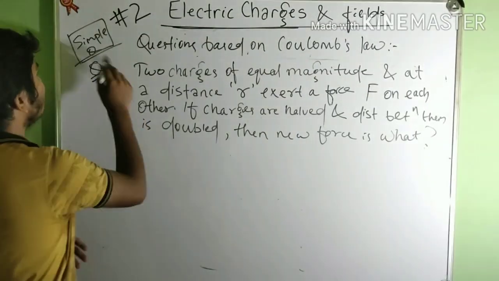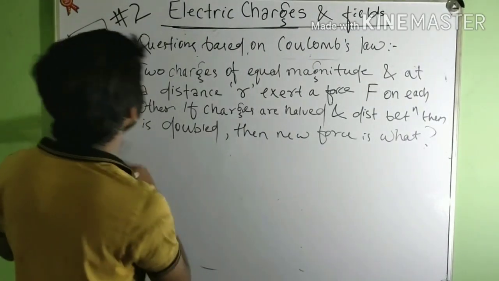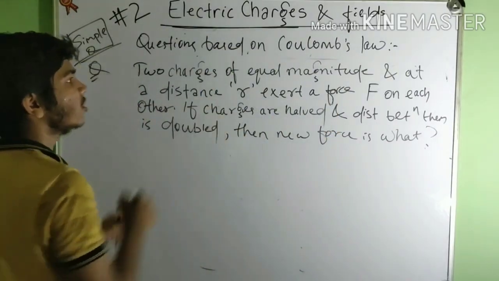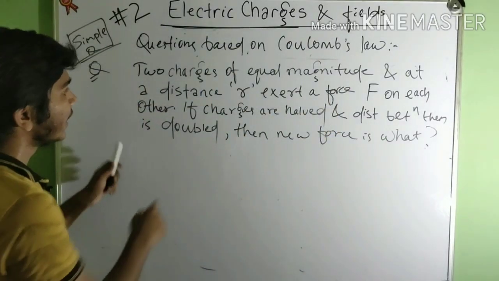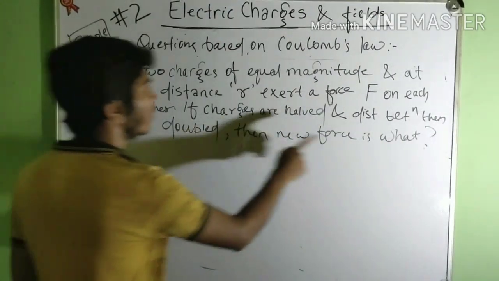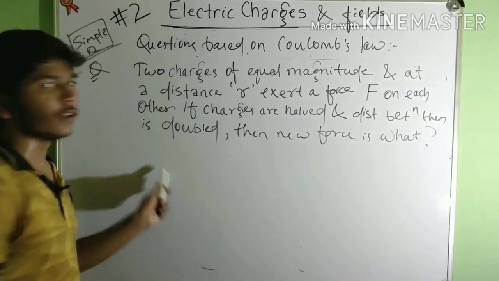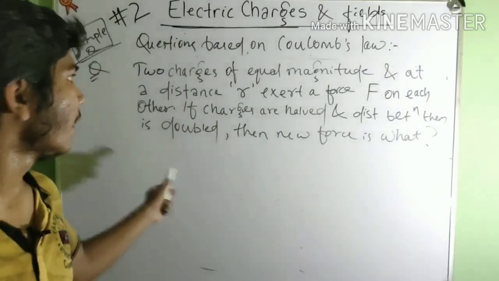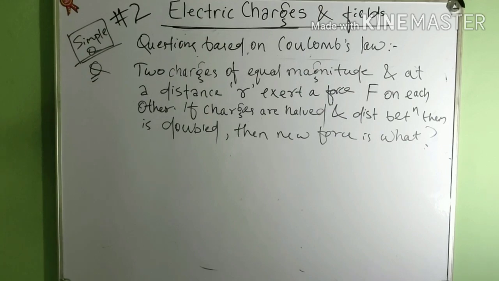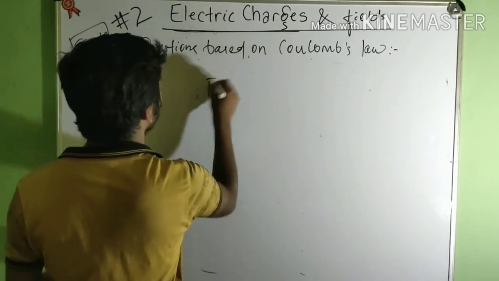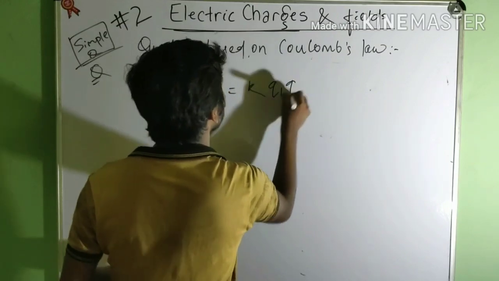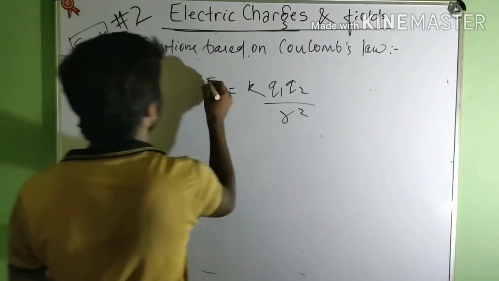This one is the simple question of this topic. Two charges of equal magnitude and at a distance r exert a force F on each other. If charges are halved and distance between them is doubled, then what is the new force? Please note it down and try again. What is the formula of Coulomb's law? F is equal to K Q1 Q2 by r square. It is the original force.